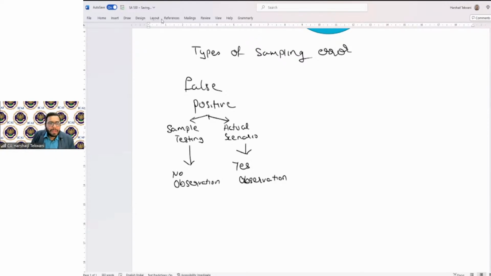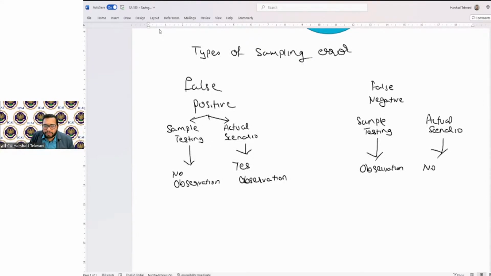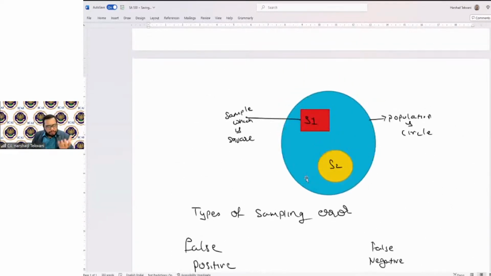Now the second type is false negative. False negative means in your sample testing you get an observation, but in the actual scenario there are no observations. And why do you get the observation in sample testing? Because of the same reason.